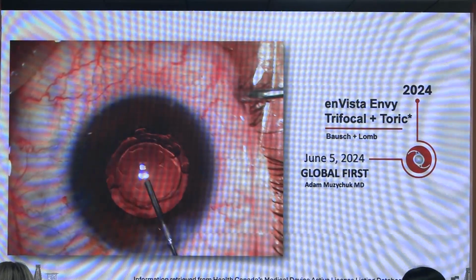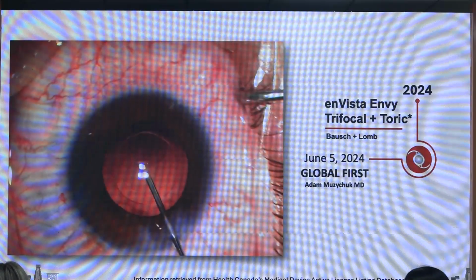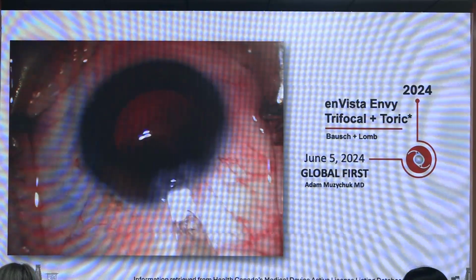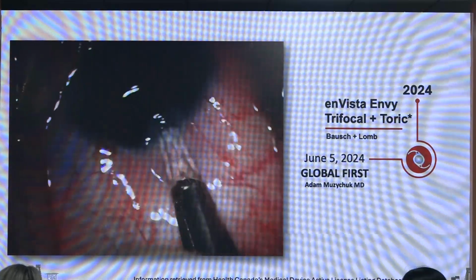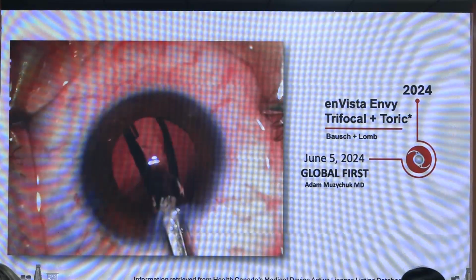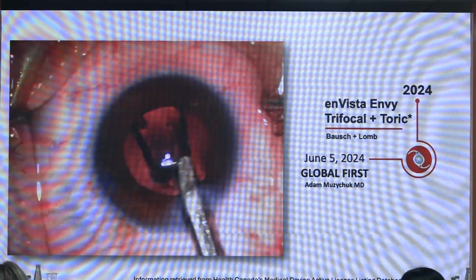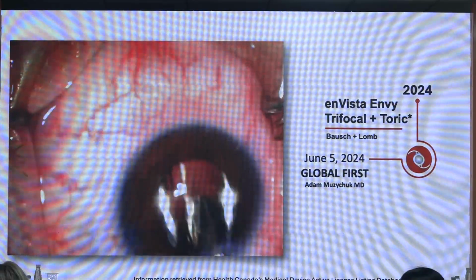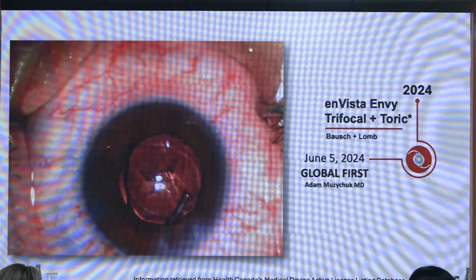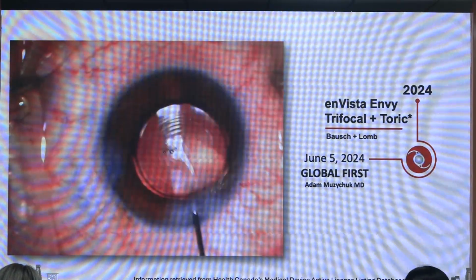This is the global first commercial implantation of Envista Envy. I performed this in Calgary. This was different from the prototype that we used in the study, just very slightly, in the material. As you can see, as I'm injecting it here, you're going to see it unfold very rapidly, as is common with the Envista platform. What you're going to notice is the echelettes are all very low, and they have smooth edges. This is probably why the dysphotopsias are so low, in addition to being a continuous full visual range.